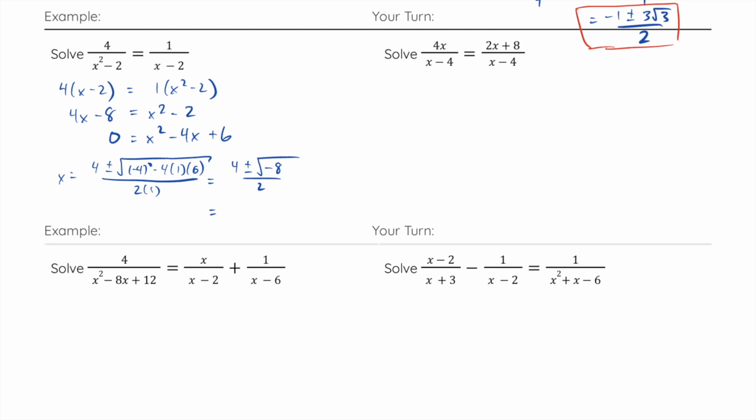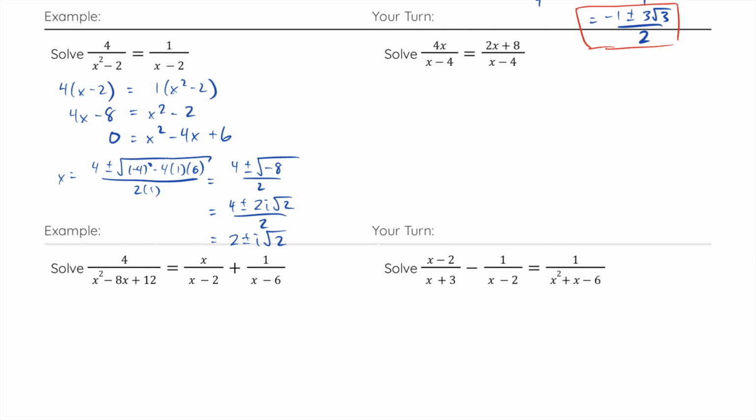So I'm going to do a bit of simplifying here. I know that 4 is a factor of 8, so I can simplify this to 4 plus or minus 2i root 2 all over 2, and then I can divide the 2 into these, so I get 2 plus or minus i root 2.